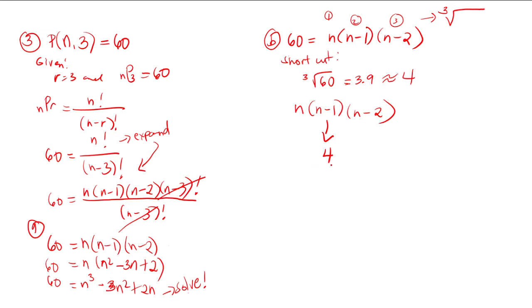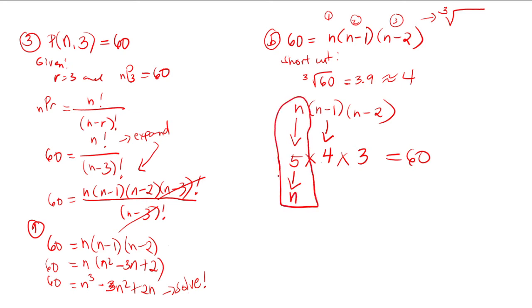Okay? And then, move ka upward, n yung pinakamataas. So, 5 ito. Tapos, ito naman ay 3. Okay? And 5 times 4 times 3 is equal to 60. Correct? Therefore, n now is equal to 5. Okay? n is equal to 5.